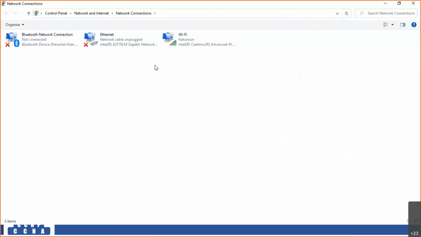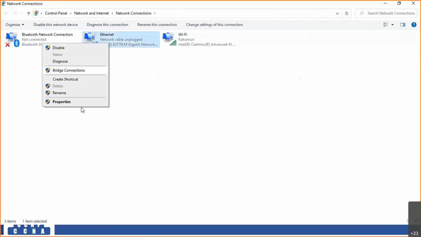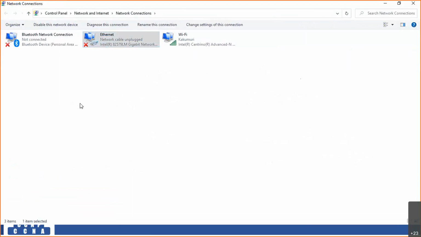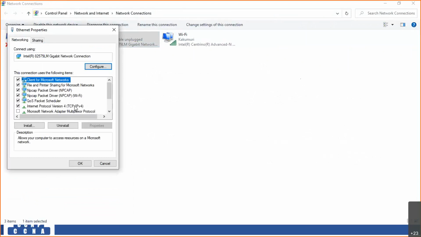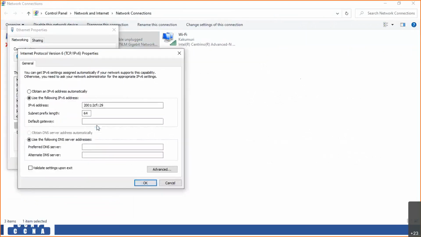The same pattern as how we assign IPv4: right-click on your Ethernet adapter, properties. Generally for IPv4, we click on IPv4, right? For IPv6, you just click on IPv6, properties. Yeah, so here we can assign an address.